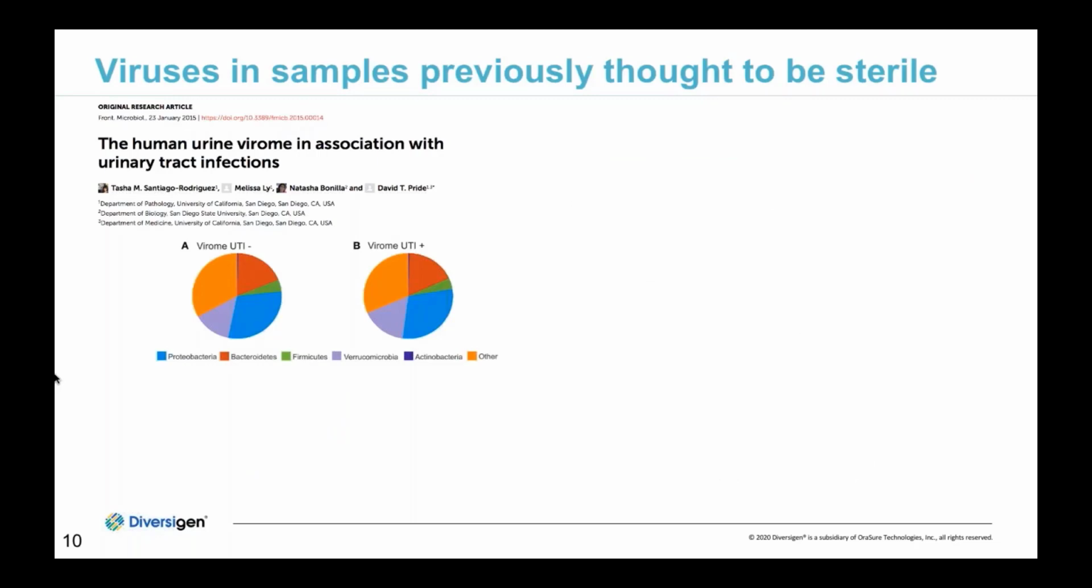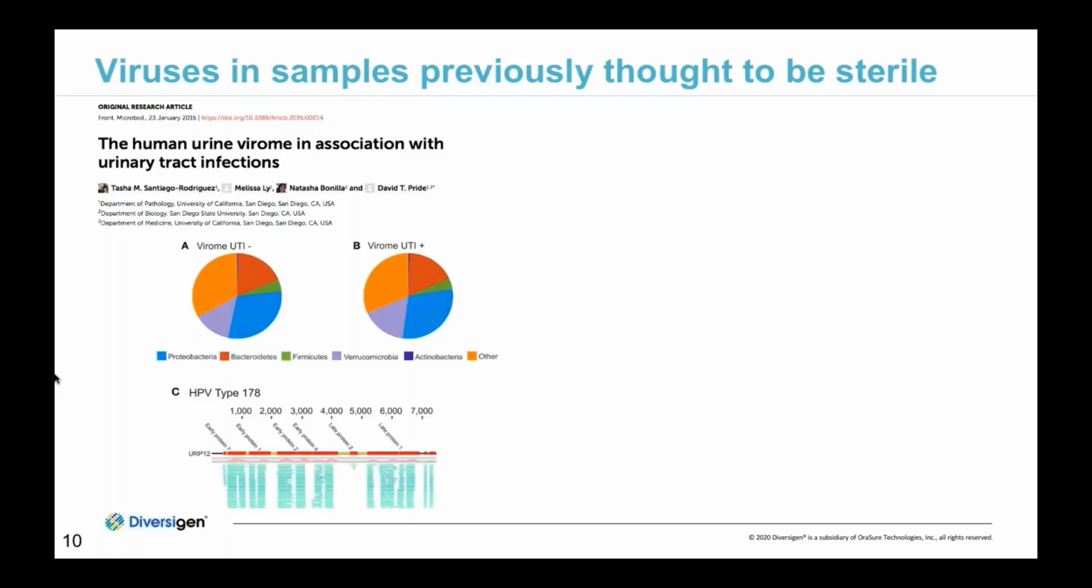Also, as I mentioned very briefly, viruses are present even in sites that were thought to be sterile previously. For instance, a study I had the opportunity to be involved in characterized a human urine virome in relation to urinary tract infections. Although we didn't see differences in terms of bacteriophages, it was probably one of the first studies to detect human papillomaviruses, or HPVs, in urine using high-throughput sequencing.